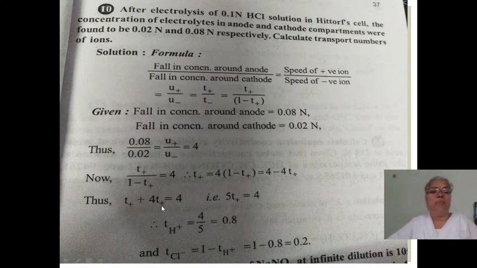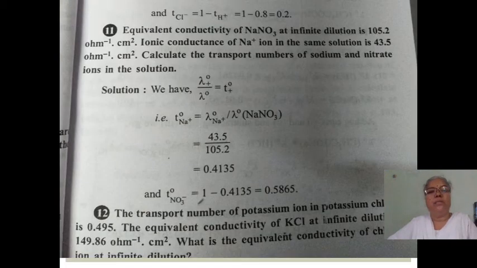so T plus plus 4T plus is equal to 4, that is 5T plus equal to 4, and therefore the transport number of H plus ion is equal to 4 by 5, which is 0.8. Subtracting this value of transport number of H plus ion from 1, we get the transport number of Cl minus ion, and that is equal to 0.2. This is the first problem.